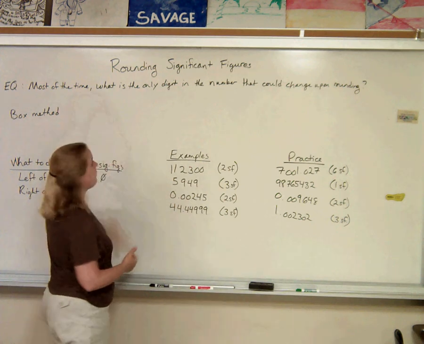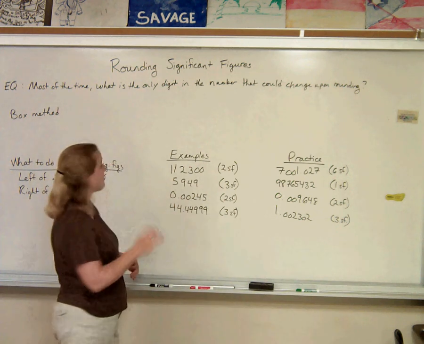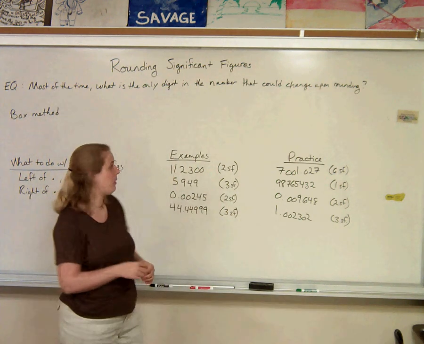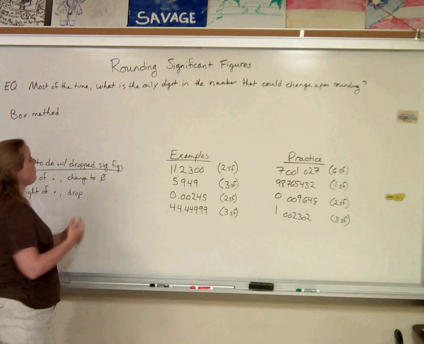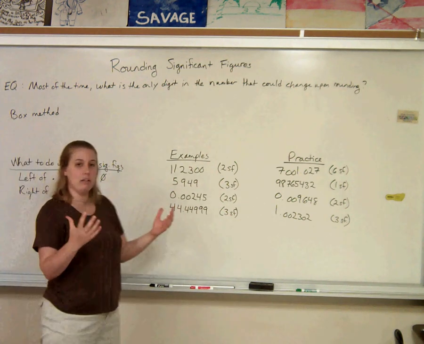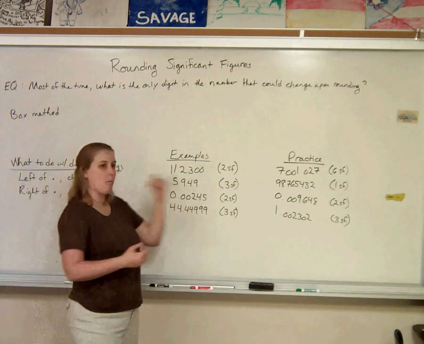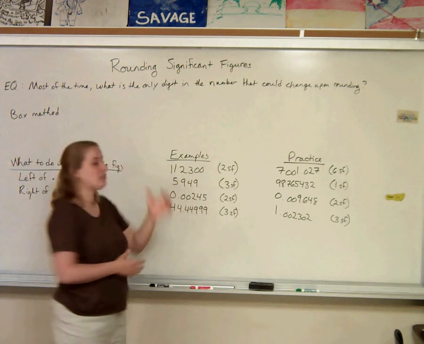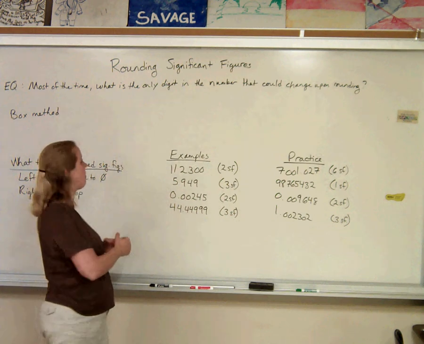Essential question for rounding significant figures: most of the time, what is the only digit in the number that can change upon rounding? I like to start with basic rounding rules, okay? If you've got a number 1 through 4, round down. If you've got a number 5 through 9, round up. Let's talk about how to incorporate that with what we know about significant figures.